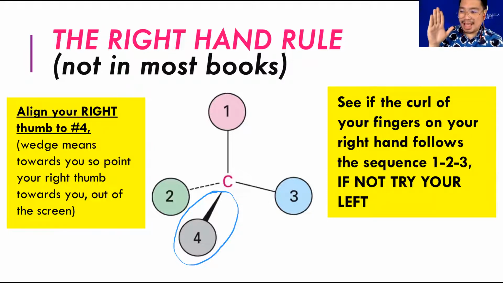Okay. And then try to naturally start to curl your fingers. So from 1, where is it going now? Diba? It's now pointing towards the dotted 2. And then if you close your fist, where are your fingers now pointing towards? So it goes from 1 to 2. And then if you close your fist, the tips of your fingers are now pointing towards your right. Diba? Towards 3. Kita? So with your right hand, this molecule follows 1, 2, 3. So right thumb towards you, the rest of your fingers follow 1, 2, 3.